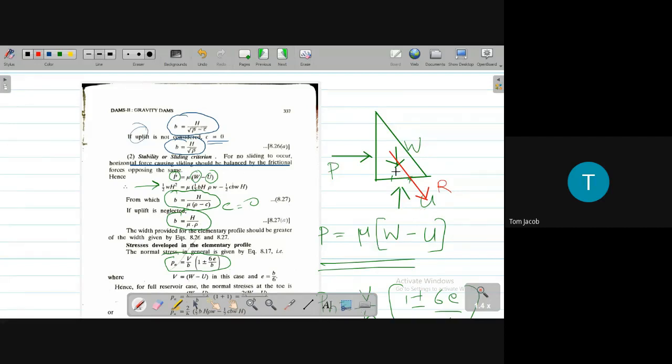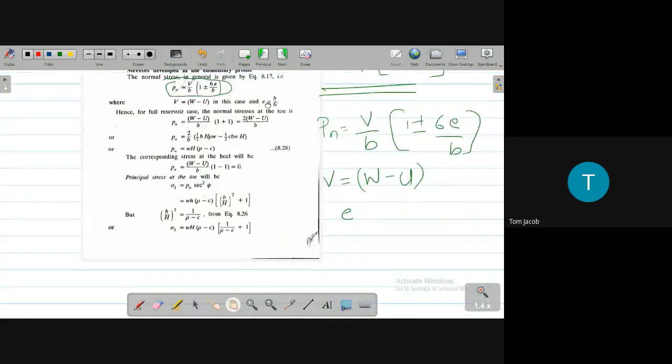So if this condition is prevailing, the eccentricity will be equal to, this is E. E is the distance between the midpoint of the base of the dam and the intersecting point of the resultant with the base. Okay, that E is equal to B by 6 here. So now we are going to substitute this value here.